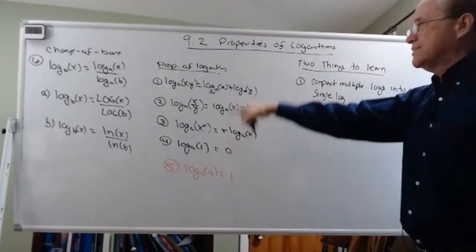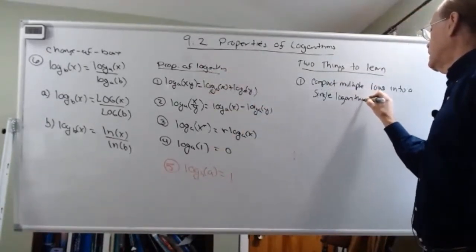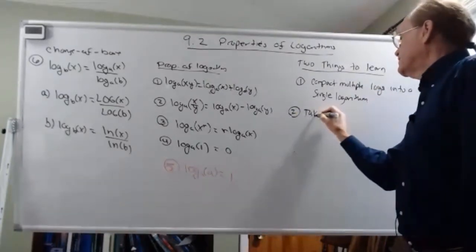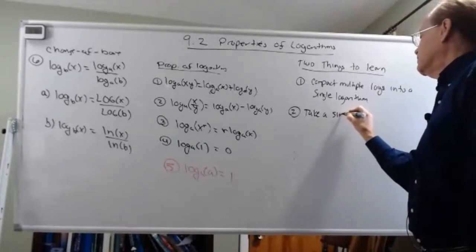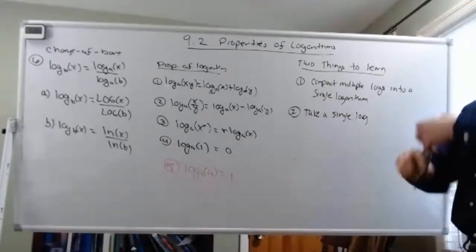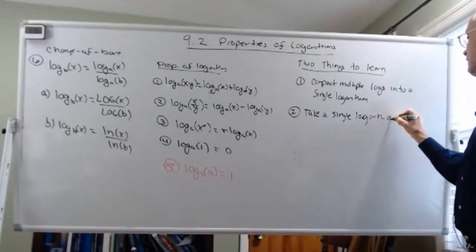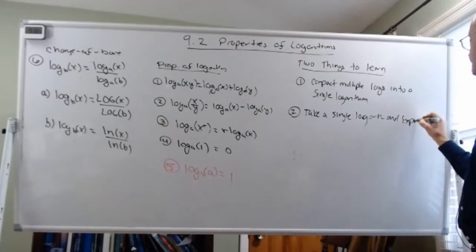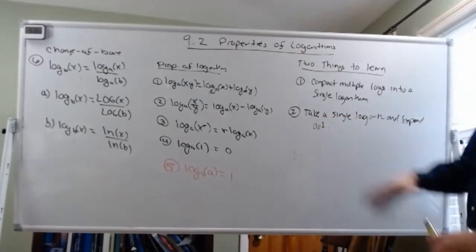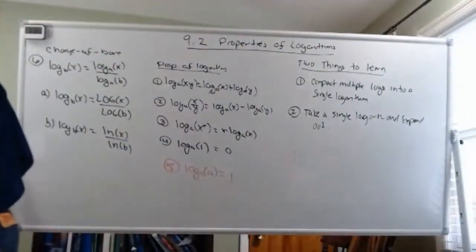And essentially just practice these 6 rules. And then the other is just the opposite. Take a single logarithm and expand it out into multiple logarithms. Okay, let's start with the first and see what we mean by that.